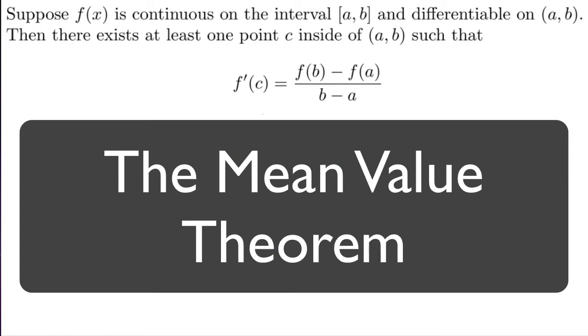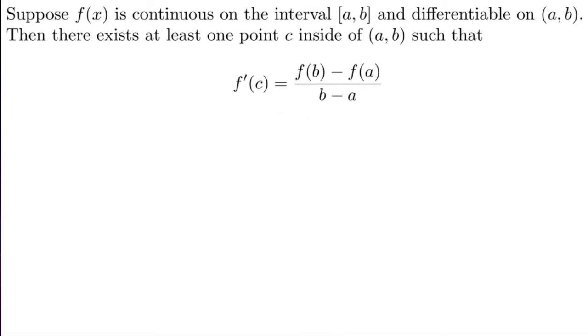So here's the mean value theorem. It basically says that if your function's continuous and differentiable, then there's a point in your interval from a to b where the slope of the tangent line is equal to the slope of the secant line. So let me draw you a picture so that you can get a visual here.